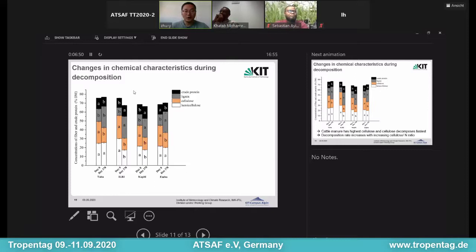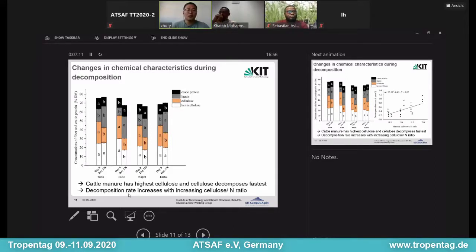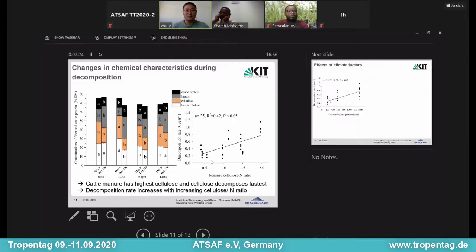To explain this, we also measured the manure chemical characteristics, including crude protein, lignin, cellulose, and hemicellulose, and we find the cattle manure had a higher cellulose concentration, and during this process, the cellulose decreased the most. So cattle manure has the highest cellulose and the cellulose decomposes fastest, which led to the cattle manure having the highest decomposition rate. We also built a relationship between the manure cellulose and nitrogen ratio, and find the cellulose and nitrogen ratio show a positive relationship with the decomposition rates.